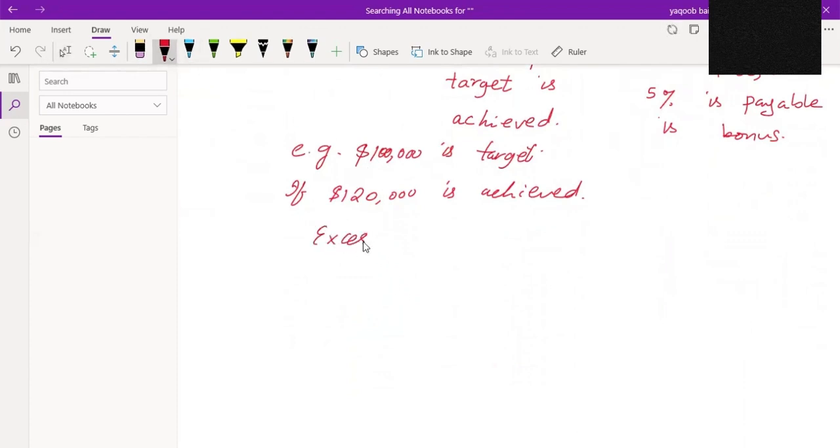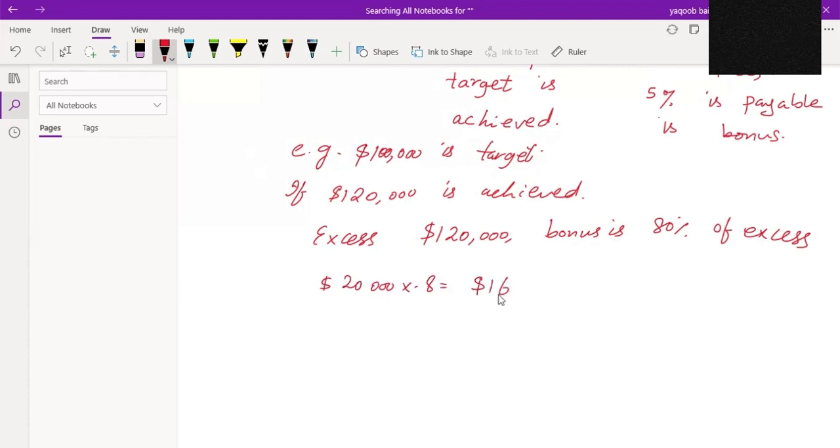So the excess is what? Excess is 20,000. Bonus is, suppose, 80% of excess, like 20,000 into 0.8, so 16,000 is payable as bonus. So this is another way to calculate the profit sharing bonus.